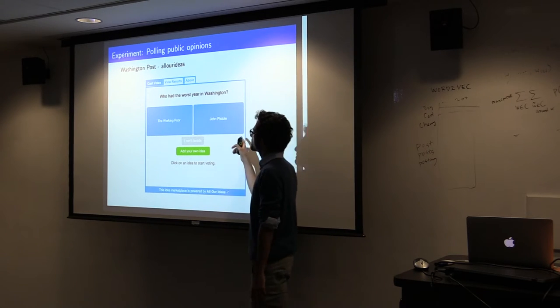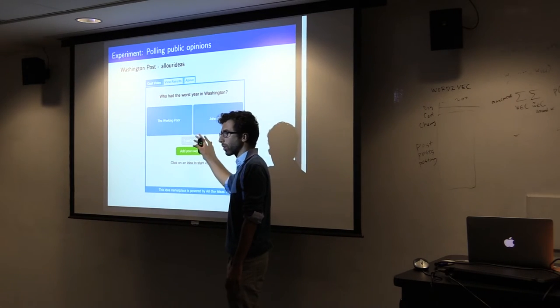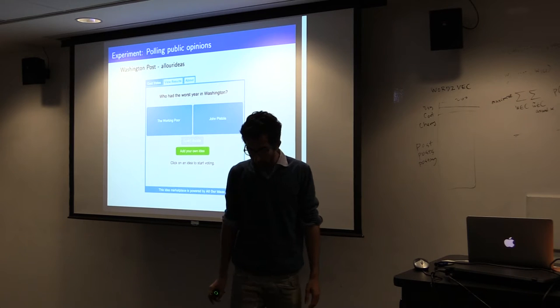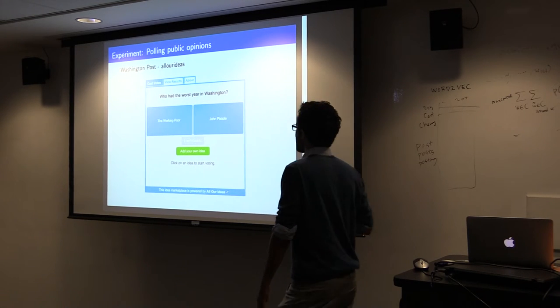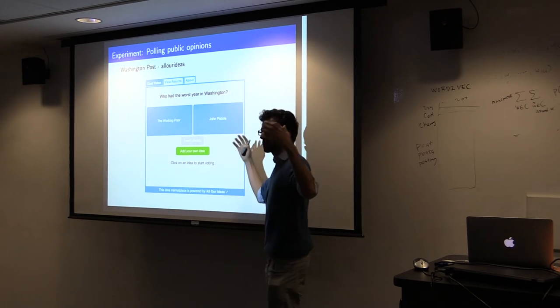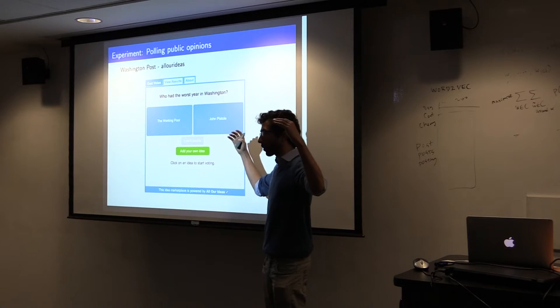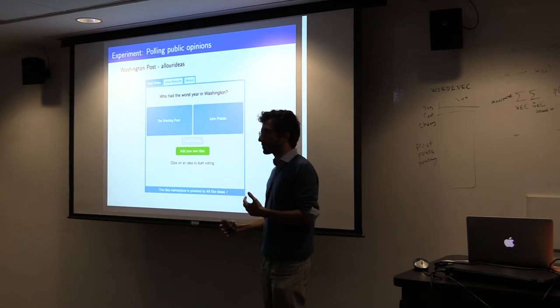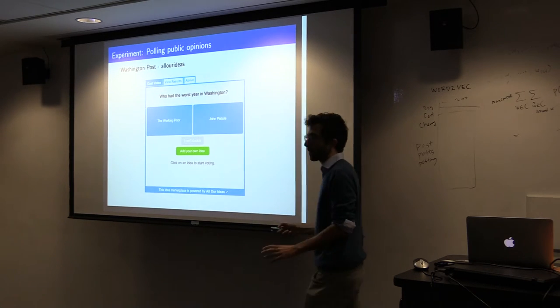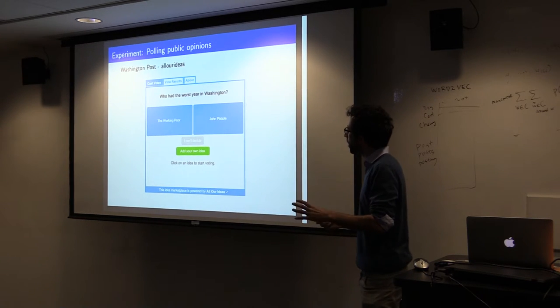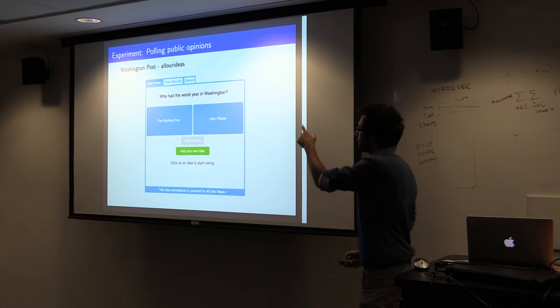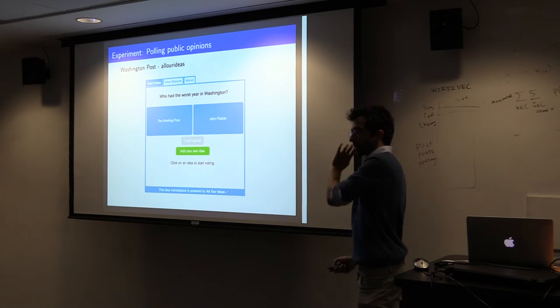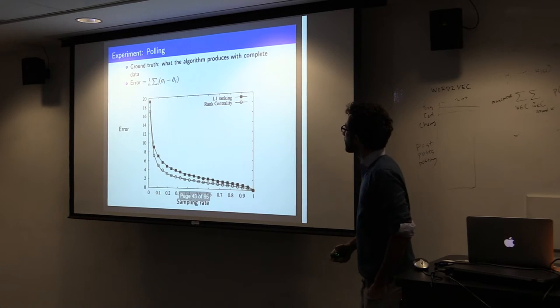So the first one we looked at is this Washington Post dataset where we observed pairwise comparisons. And so the Washington Post dataset actually had a lot of data. So you actually could get a complete graph. So what we did is we sparsified that graph to compare our methods. So maybe that's not fair, but we wanted to understand by using the full data as a kind of ground truth.